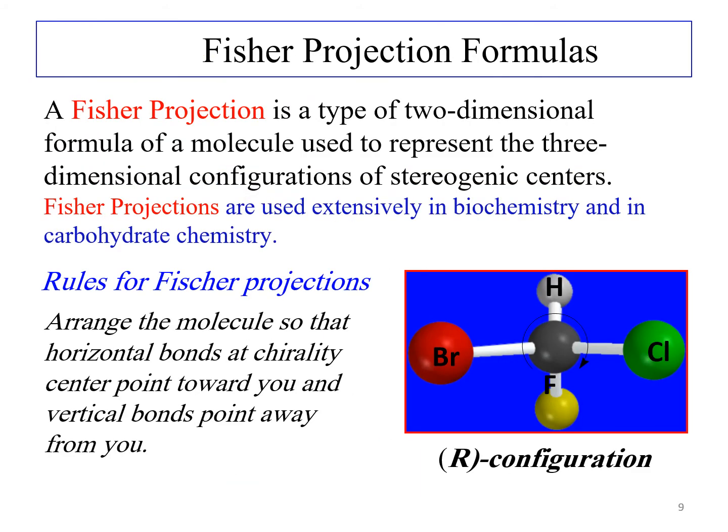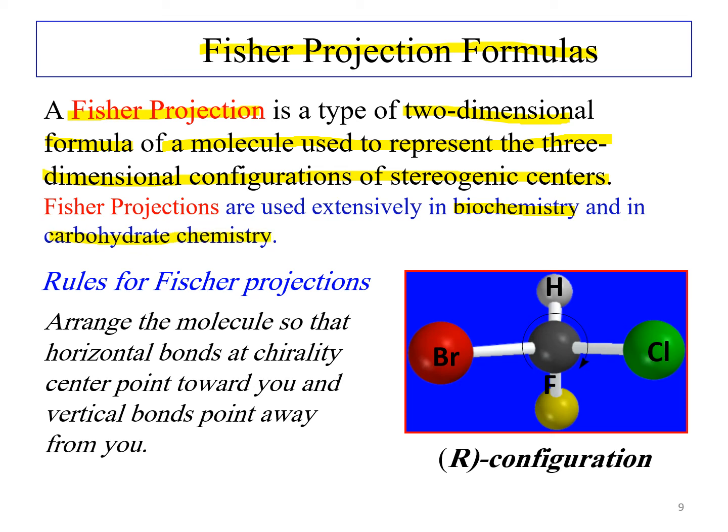Next up are Fischer projection formulas. So they are a special type of formulas that are particularly used in biochemistry. So Fischer projection is a type of two-dimensional formula of the same molecules that we saw as three-dimensional formulas. If it is a two-dimensional formula of a molecule which is used to represent the 3D configuration of the stereogenic center or the chiral centers, then we call it Fischer projection. And as I said, they are used extensively in biochemistry as well as in carbohydrate chemistry.